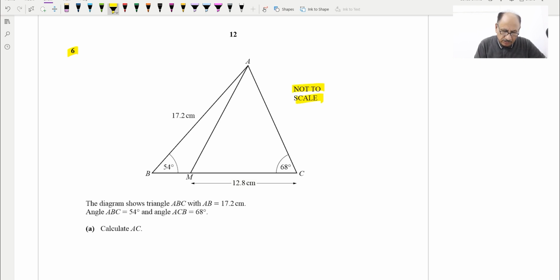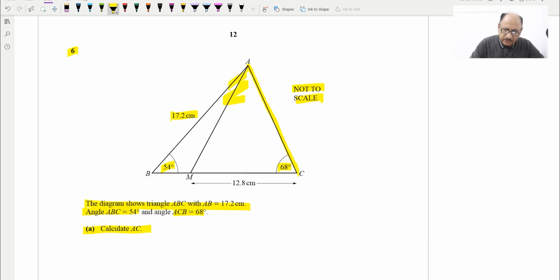Diagram is not to scale. The diagram shows triangle ABC with AB 17.2 centimeter. Angle ABC is 54 and angle ACD is 68. Calculate AC. So AC means which one? This one. So this length is required basically. So AC, how will we be calculating?